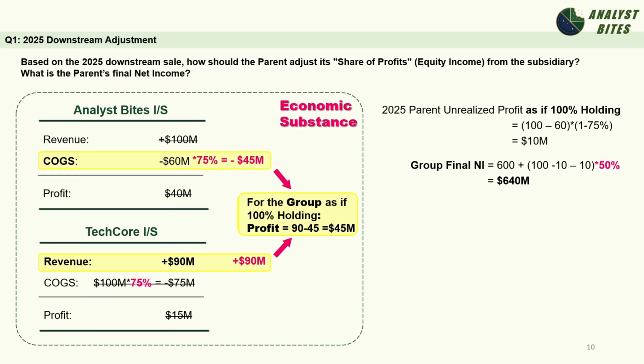Let's do a final check. The parent's profit of 40 million plus the subsidiary's profit of 15 million minus the 10 million unrealized profit equals exactly 45 million. Two different perspectives, one identical result. Our calculation is correct, and the first question is perfectly solved.